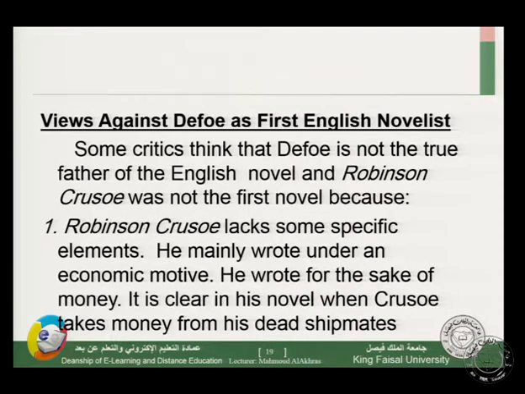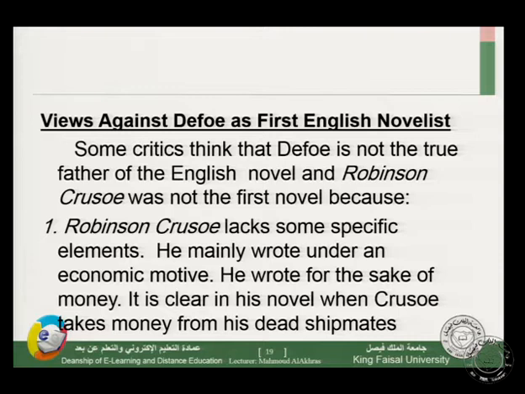Views against Defoe as the first English novelist. We have some critics who were against him and against the idea that he was the first English novelist. Some critics think that Defoe is not the true father of the English novel, and Robinson Crusoe was not the first novel. It was a kind of romance or other kind of literature. It was not considered a novel according to some critics. Let's see the reasons behind that.